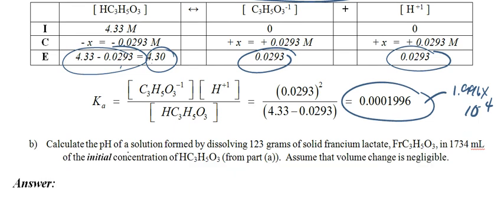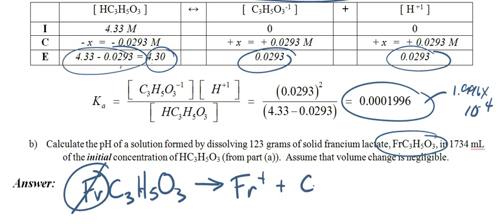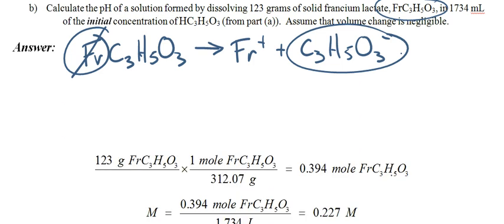Part B says calculate the pH of a solution formed by dissolving 123 grams of francium lactate. Hopefully you recognize that this is a salt. So when the francium lactate, Fr C3H5O3, dissociates, the francium is a conjugate of our strong base. It's a salt that dissociates completely. And we have our C3H5O3. So this is our conjugate of our lactic acid. So this is a conjugate of an acid, so this behaves as a base. So when we figure out how many moles and what the concentration is, we're going to place this base in water.